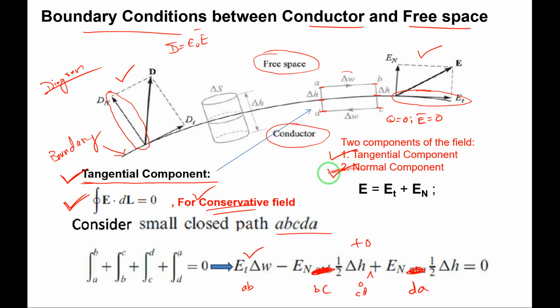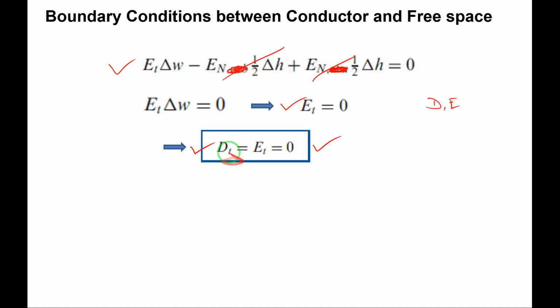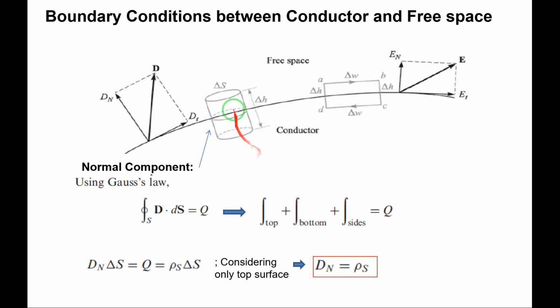Next, the derivation is still not over because we have to concentrate on the normal component, that is Dn. We will see it in the next slide. This first boundary condition with respect to the tangential component is over. From this we will derive some inference; later on we'll see what that inference is. Next, we'll see the normal component. How to derive the normal component? The same diagram, this is the boundary between conductor and free space. So only one diagram, no need to draw two diagrams.